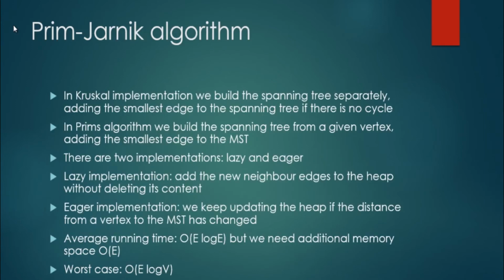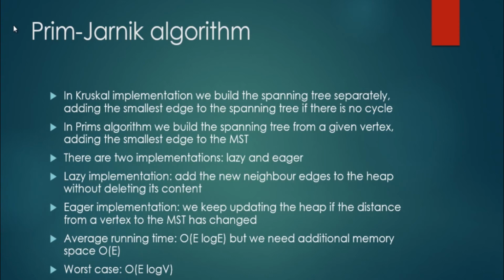Okay. What about Prim-Jarnik algorithm? In the Kruskal implementation, we build a spanning tree separately, adding the smallest edge to the spanning tree if there is no cycle. In Prim's algorithm, we build a spanning tree from a given vertex, adding the smallest edge to the MST, and this is why it's a greedy algorithm. We keep adding the edge with the smallest weight.